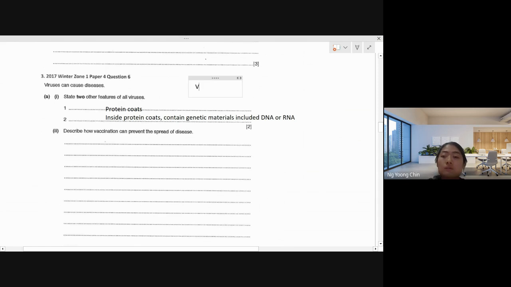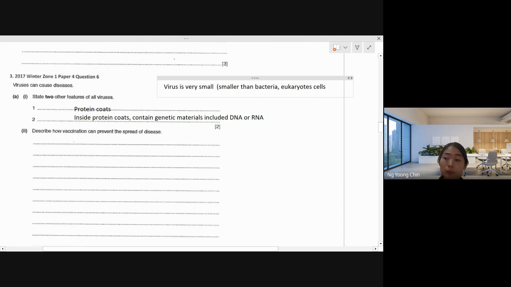So any kind of feature possessed by the virus particle. One more thing, I want you to know that the virus particle is very, very small. It's much smaller than prokaryote and eukaryote cells. This is for extra information. Virus is smaller than bacteria and eukaryote cells. Please remember that the eukaryote cell is much bigger than bacteria, which is prokaryote. But bacteria is much bigger than virus.